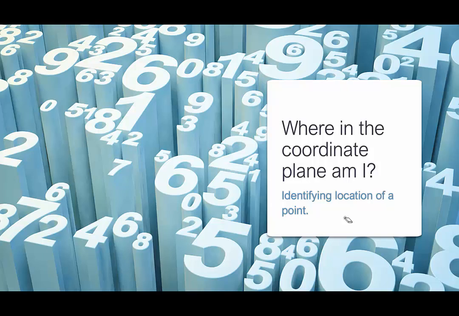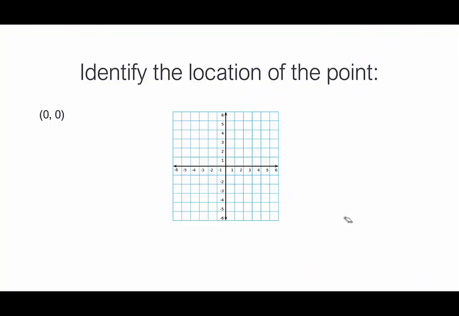In this video, we are going to identify the location of a point given its coordinates in the coordinate plane. So first we have this point 0, 0. Where is this in the coordinate plane? Well, this point is right where the x-axis meets the y-axis, and we would say that the location of this point would be called the origin. So if it's asking for the location and we're given the point 0, 0, that would be the origin.